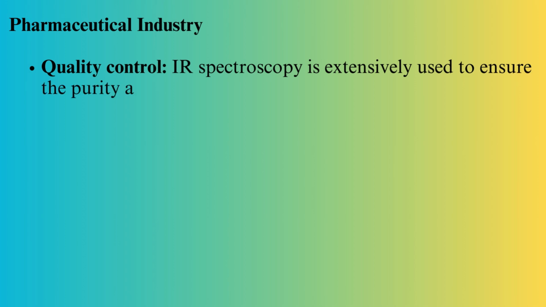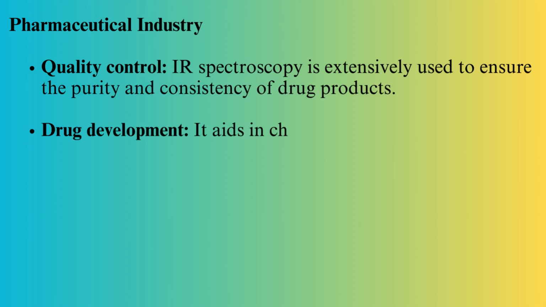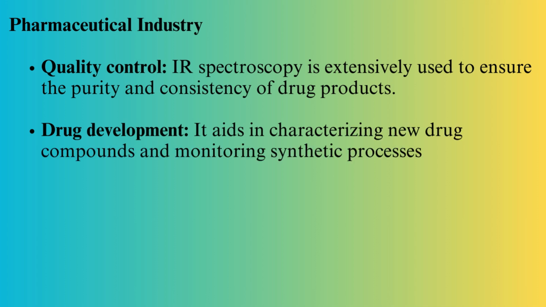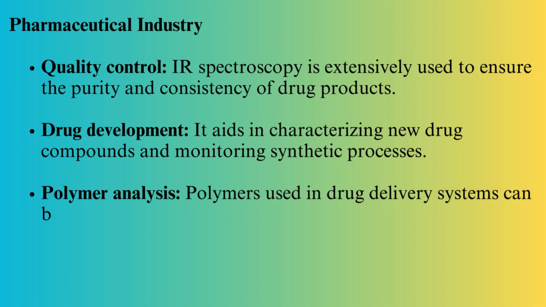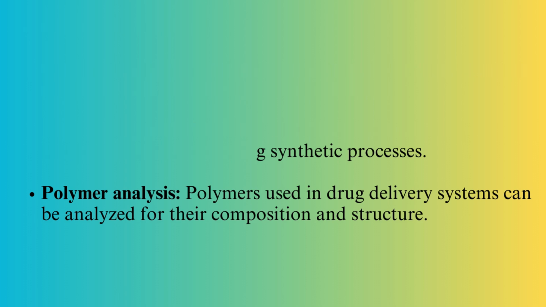Pharmaceutical industry, quality control. IR spectroscopy is extensively used to ensure the purity and consistency of drug products. Drug development: it aids in characterizing new drug compounds and monitoring synthetic processes. Polymer analysis: polymers used in drug delivery systems can be analyzed for their composition and structure.